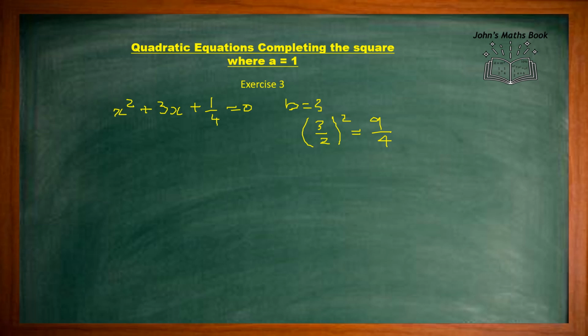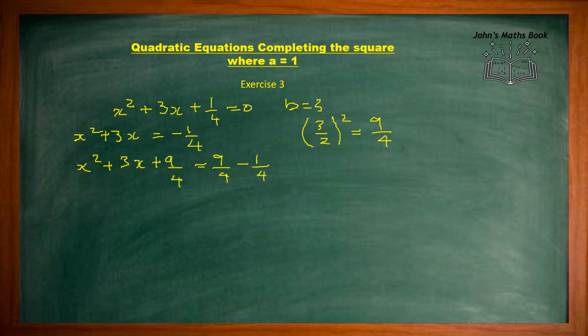Now rewrite the quadratic to take the constant term over to the right. So we have x squared plus 3x is equal to -1/4. And then we add the value of 9 divided by 4 to both sides. So we say x squared plus 3x plus 9 divided by 4 is equal to 9 divided by 4 minus 1/4.